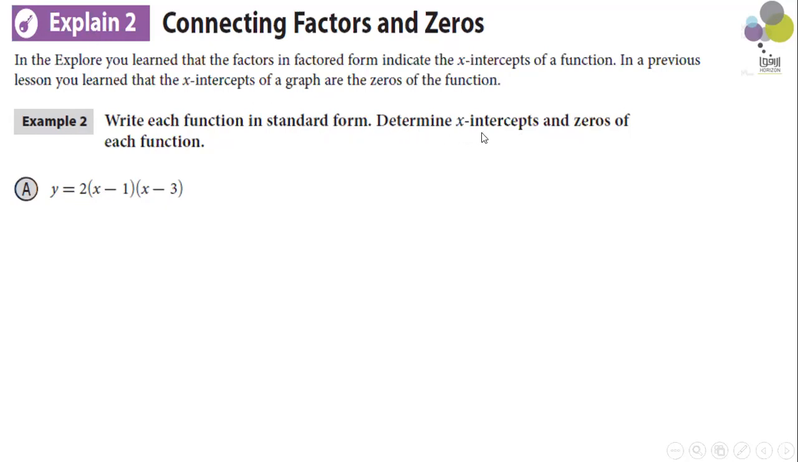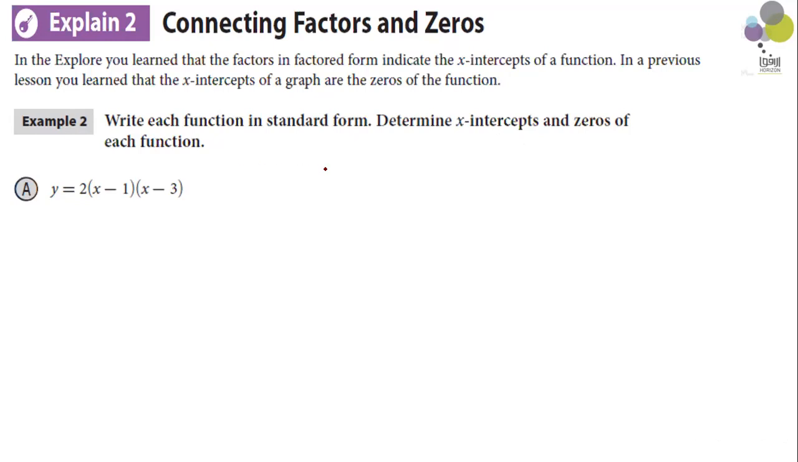But the new part here is how can I determine x-intercepts or solutions or zeros? The three names are the same, like what we studied before. X-intercepts, zeros, solutions are synonyms for solutions of a quadratic function, okay? So first step, I will get the x-intercepts and zeros. Look how.